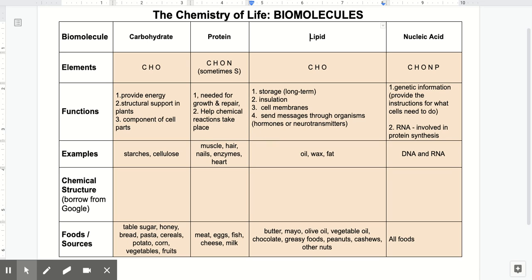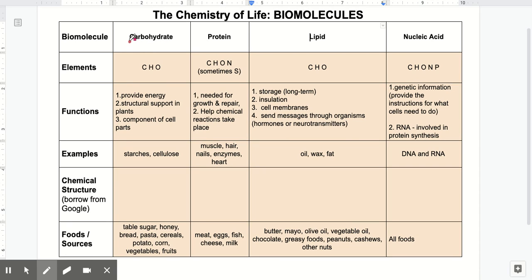Hi, today we're reviewing the Chemistry of Life Biomolecules chart. I wanted to take the opportunity to review that biomolecules are also known as biological macromolecules, carbon-based molecules, or organic molecules. I know that's a lot of words that kind of mean the same thing, but we're talking about carbohydrates, lipids, proteins, and nucleic acids.